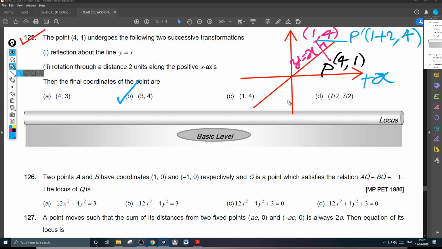Remember that. And of course, in the straight line topic, we will be having that. Reflection, image, that is a concept. Foot of the perpendicular, these are the concepts we are further learning in straight line. So the point (4, 1) is reflected as (1, 4) in the line y is equal to x. Now again, it is moved through a distance of 2 units towards the positive x-axis.